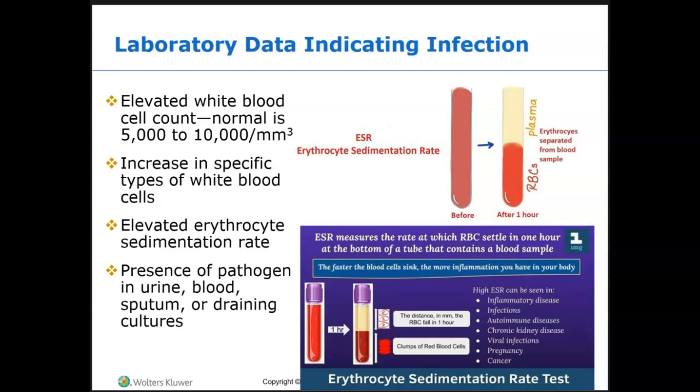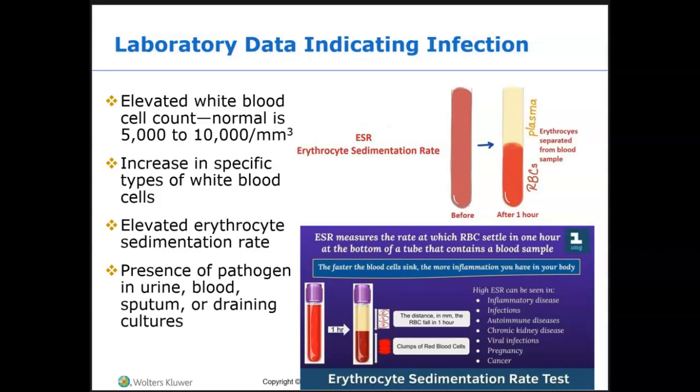Cultures are done on blood, urine, sputum, wounds, all of these things to determine what specific pathogen is infected in that area. That way we can narrow down which antibiotics will work for those different types of pathogens, right? So that's why we do cultures.